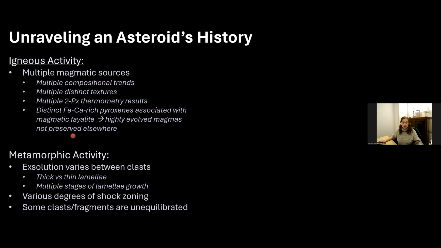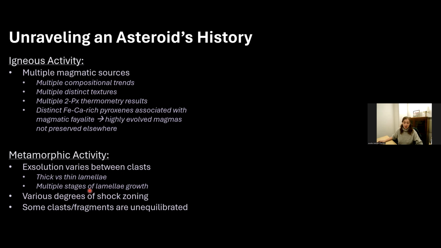We can look into metamorphic activity. We have exsolution in a lot of these pyroxenes where the rock has been cooked and held at temperature for a while, and calcium reorganizes itself inside the crystal structure, and you end up with bands of calcium-rich pyroxene and bands of low calcium pyroxene. This varies between different clasts, between different minerals. Some have really thick bands, some have really thin bands. So we can infer that different parts of this rock underwent different metamorphic histories before being made back into the current rock that we see.